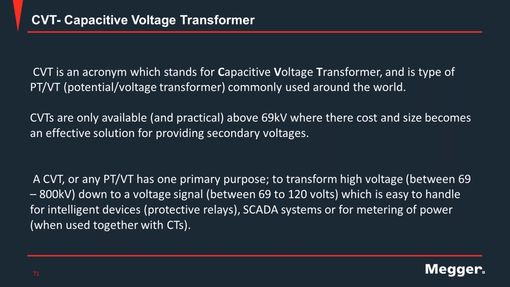A CVT or any PT has one primary purpose: to transform high voltage between 69 and 800 kV down to a voltage signal between 69 and 120 volts, which is easy to handle for intelligent devices such as protective relays, SCADA systems, or metering of power when used together with CTs.